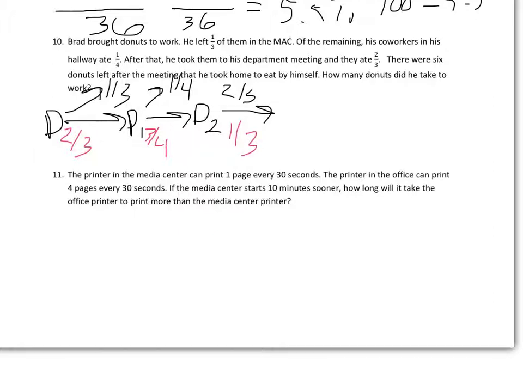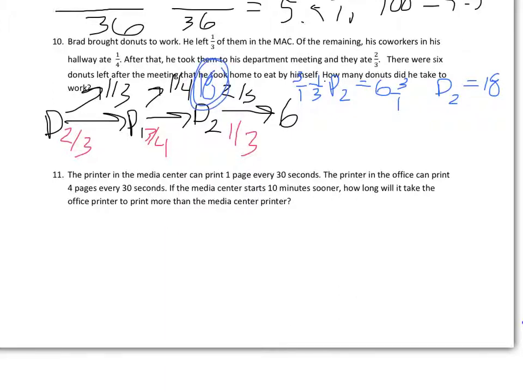So at the end of this, there were 6 donuts left. So kind of working backwards, we can say 1/3 of D2 equals 6, multiplied by our reciprocal, 3/1, and we get D sub 2 equals 18. So there were 18 donuts here.